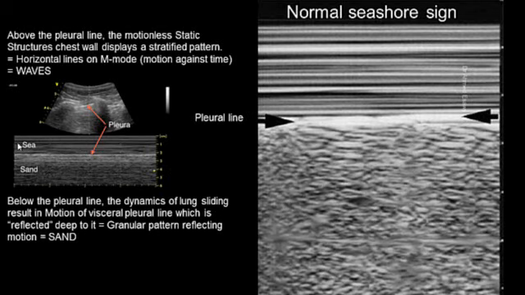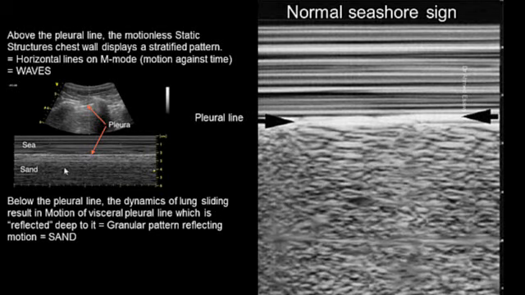This is the chest wall, which reflects as a structureless area above the pleural line, which is motionless and static. In M mode, against time, it shows as horizontal lines, equal waves. Below the pleural line, we see sand. What does sand mean?